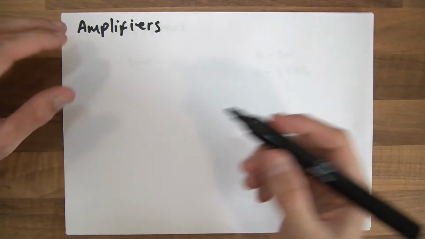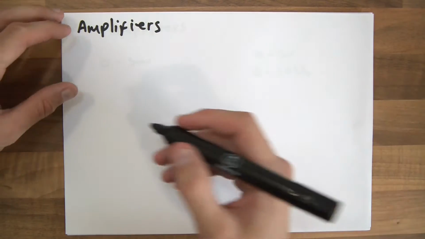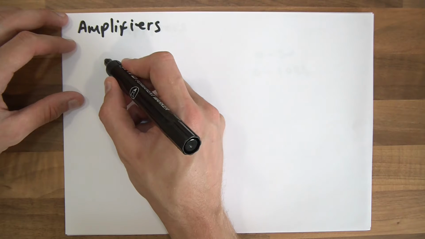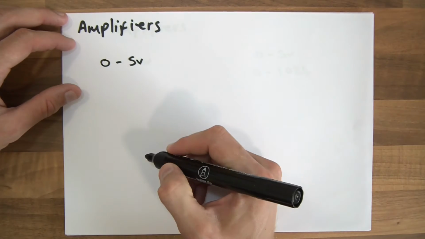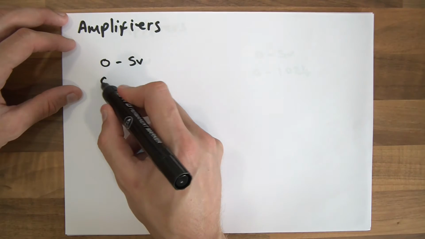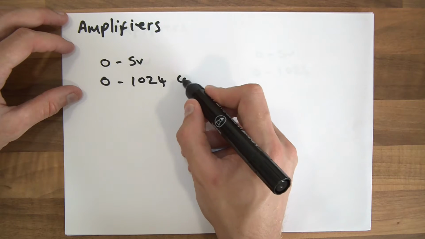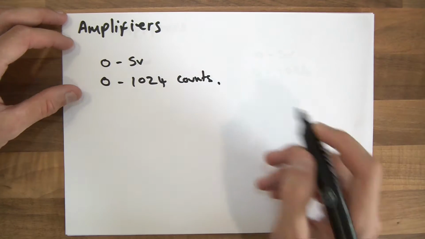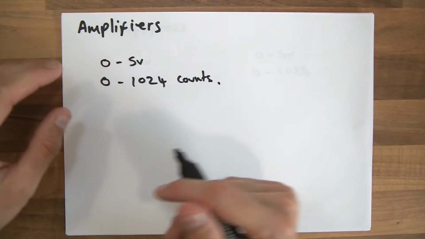Well, in the case of microcontrollers, or particularly the Arduino, it has an ADC, and the ADC ranges from 0 to 5 volts, usually. So 0 to 5 volts, and it also ranges from 0 to 1024 counts. So for those of you who've worked with the Arduino ADC, you should know what I mean by that.